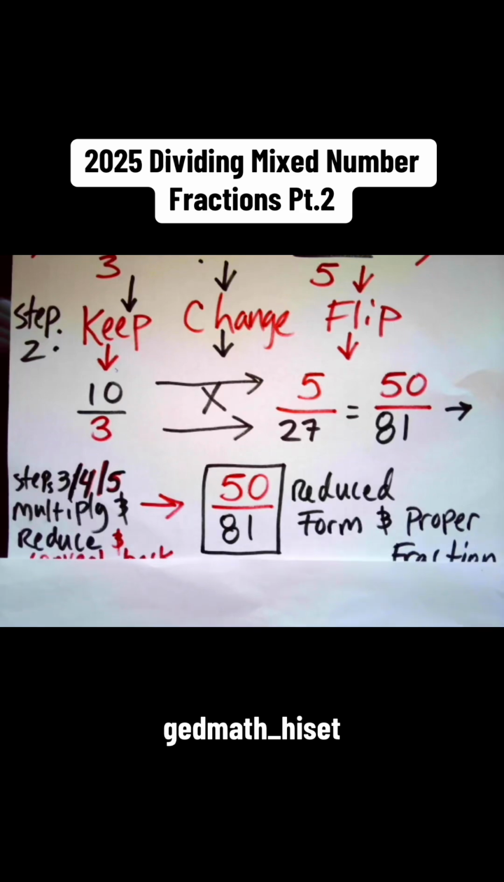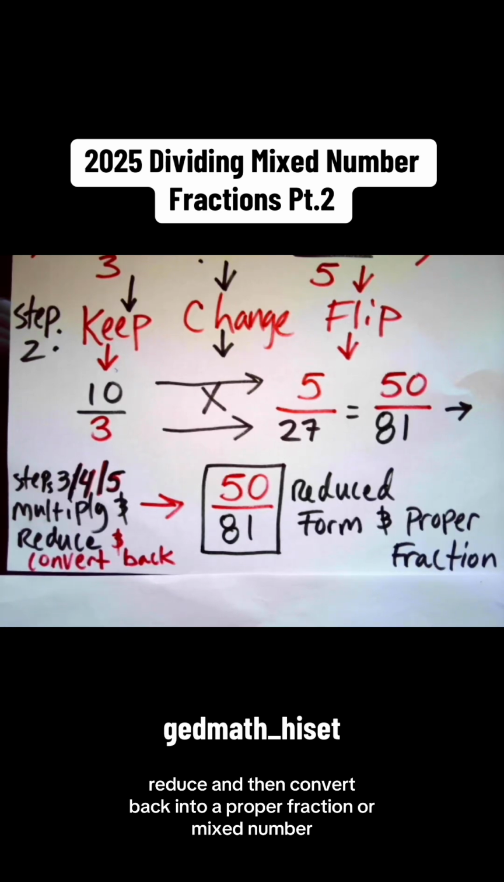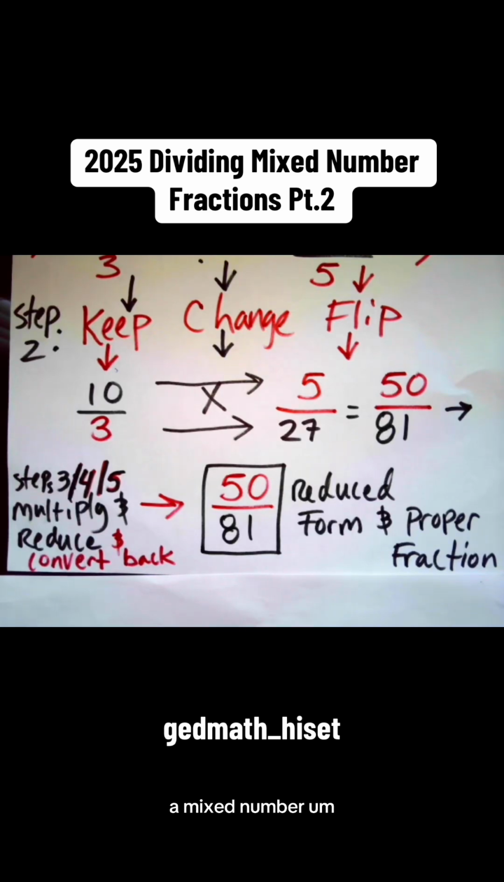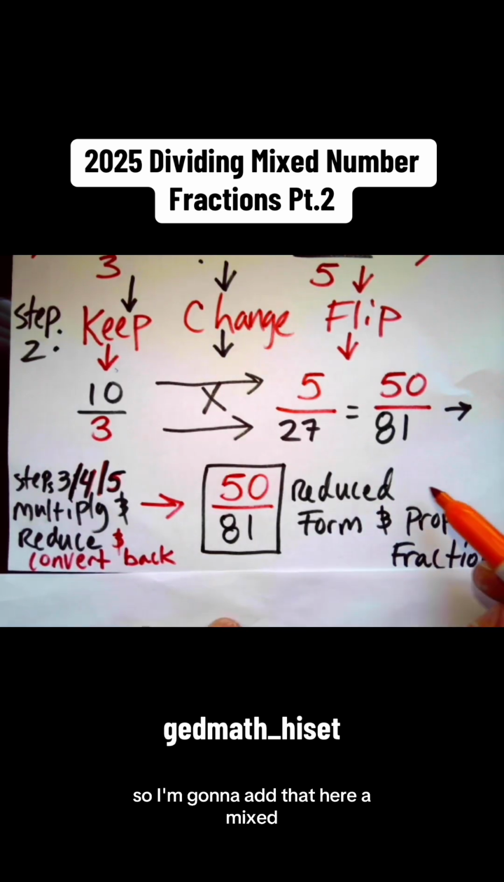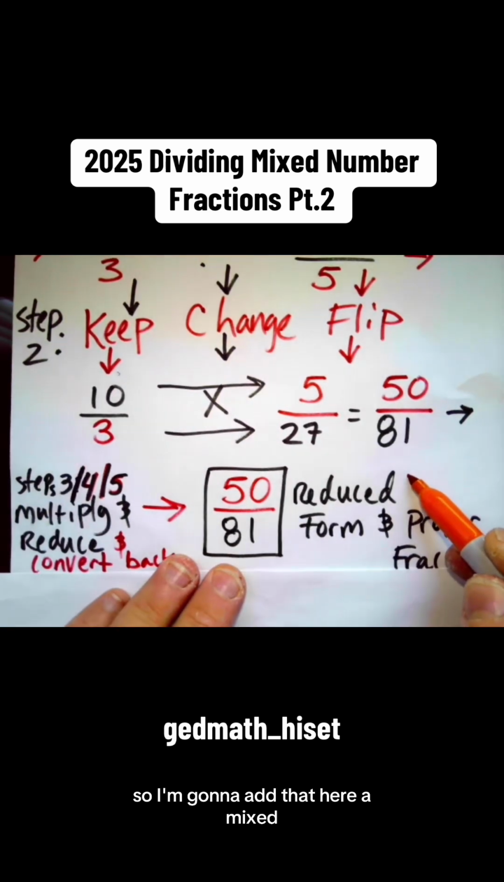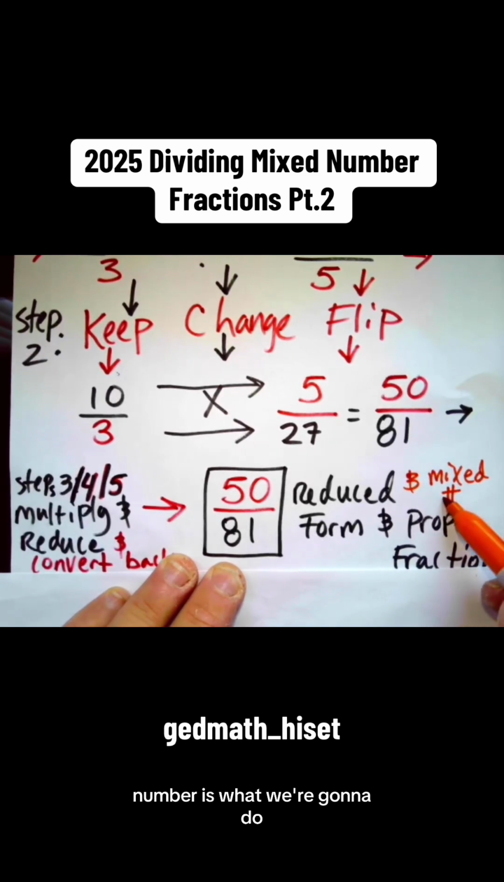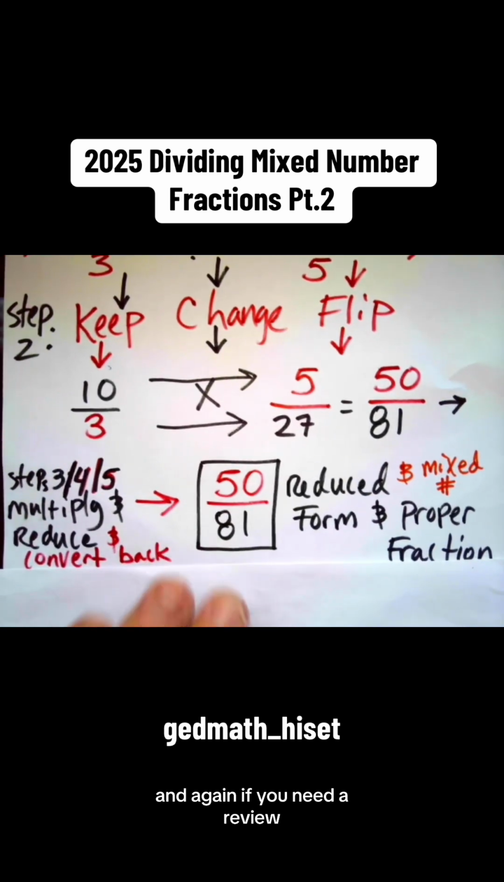So steps 3, 4, and 5: multiply, reduce, and then convert back into a proper fraction or a mixed number. I'm going to add that here. A mixed number is what we're going to do. And again, if you need review, I reviewed that in multiplying with fractions. I created an entire video on converting fractions.